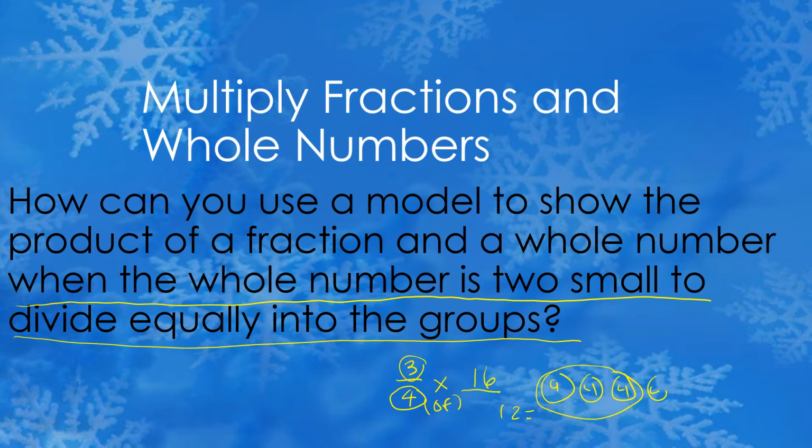But what if we have something like this? We have 1/2 of 5, where I can't divide 5 equally into the groups of 2. That's the question we're going to ask today, and we're going to be shown 2 different types of models to do that, okay?